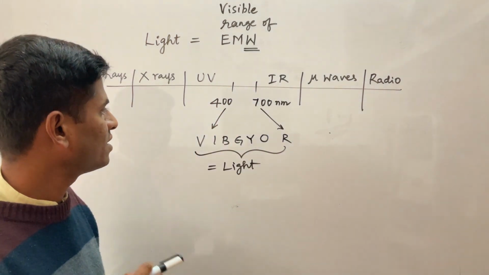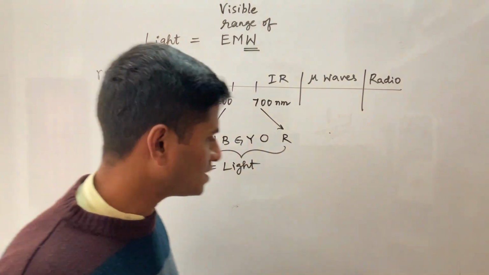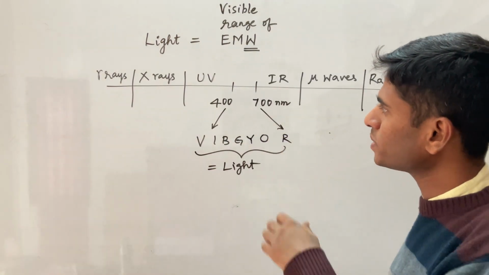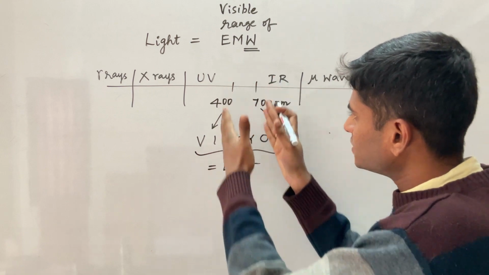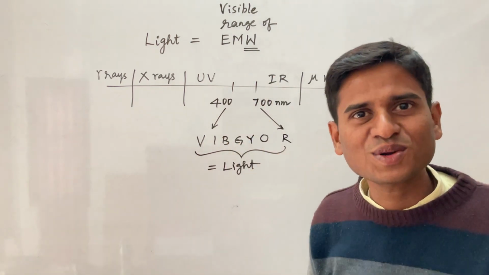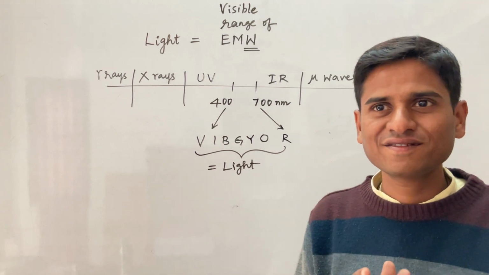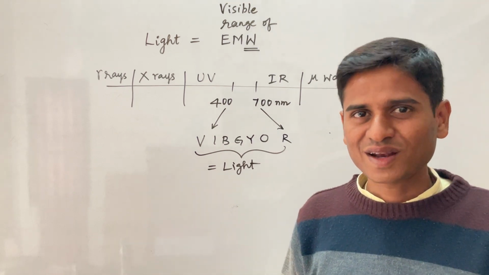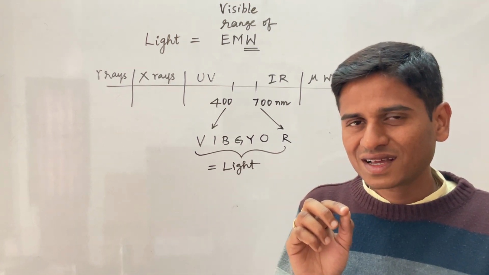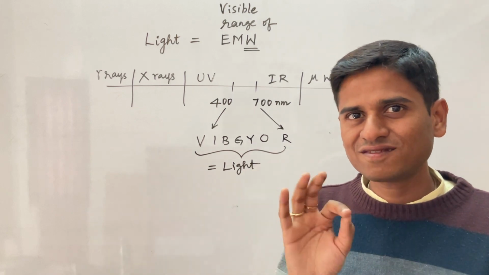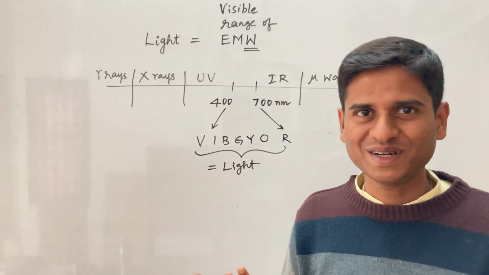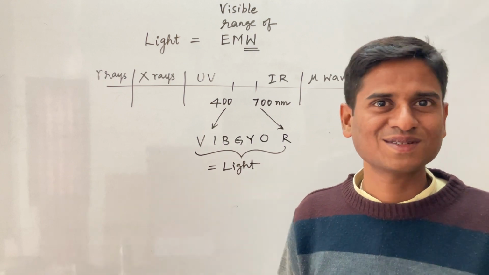Alright, very nice. Now the question is, an electromagnetic wave within this visible range is also an electromagnetic wave only. What does it have? It has an electric field and a magnetic field. Now, the electric field and magnetic field themselves do not have any color associated with them.